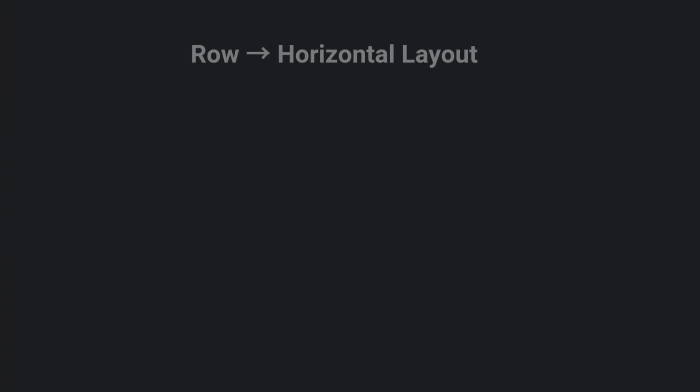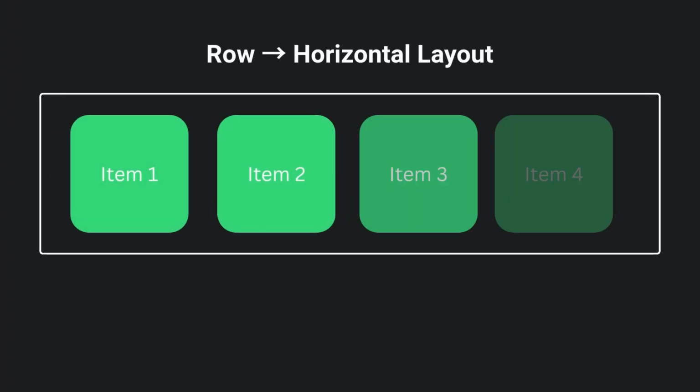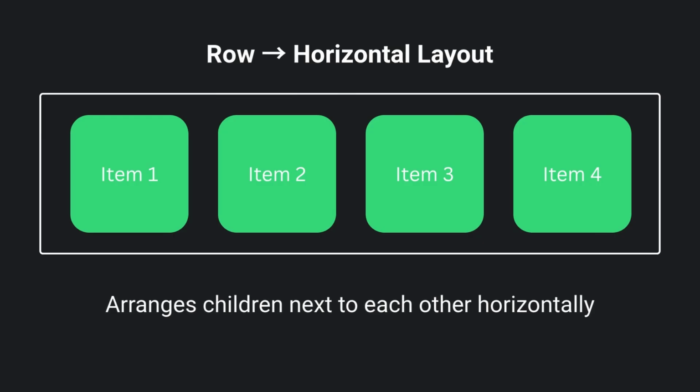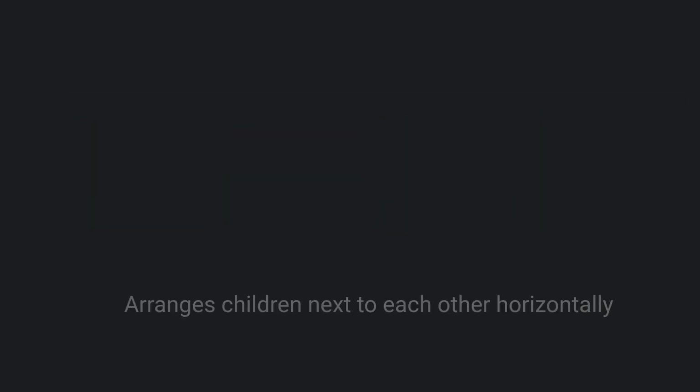A Row arranges items horizontally, side by side. Here we have three items placed next to each other in a straight line. Rows are perfect for toolbars, profile sections, or any horizontal alignment.